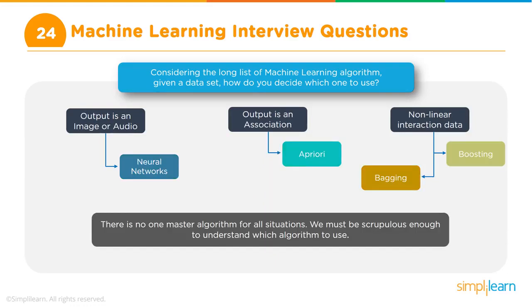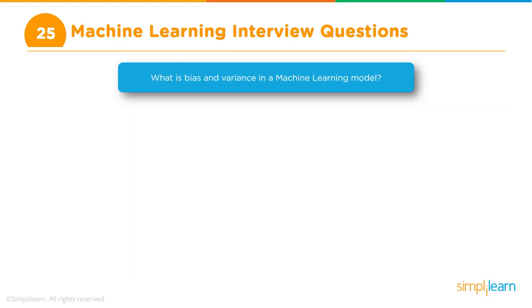You try out your data, you train some models of these algorithms, check which one gives you the lowest error or the highest accuracy, and based on that, you choose that particular algorithm. Okay. All right. Then there can be questions around bias and variance.